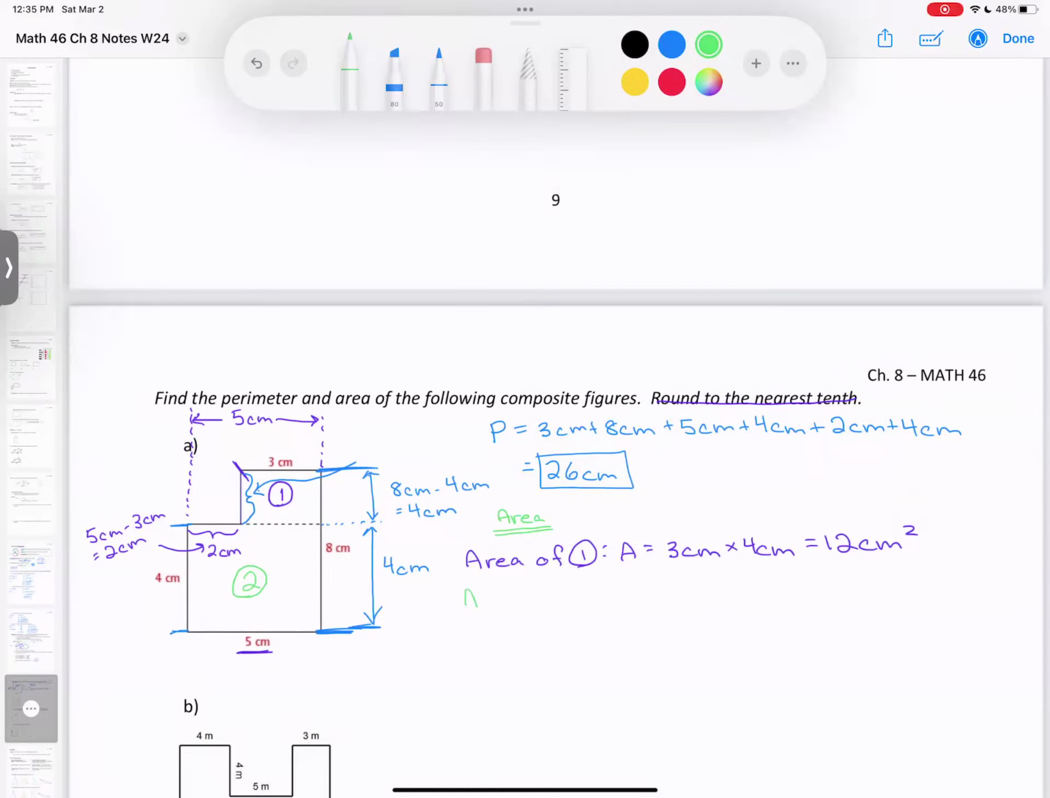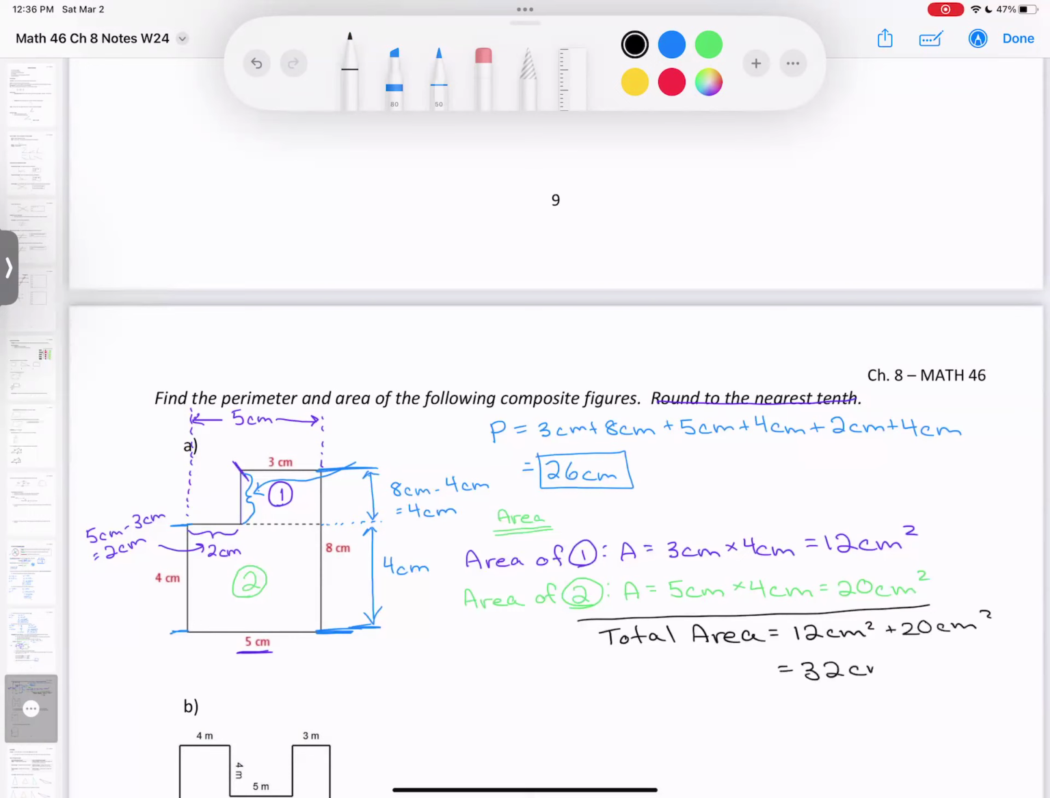And then we're going to do area of rectangle 2. That's going to be its length times width, which is 5 centimeters times 4 centimeters. So that gives us 20 centimeters squared. And so to figure out the total area of this composite figure, we're just going to add those 2 areas up. So 12 plus 20 centimeters squared gives us 32 centimeters squared.